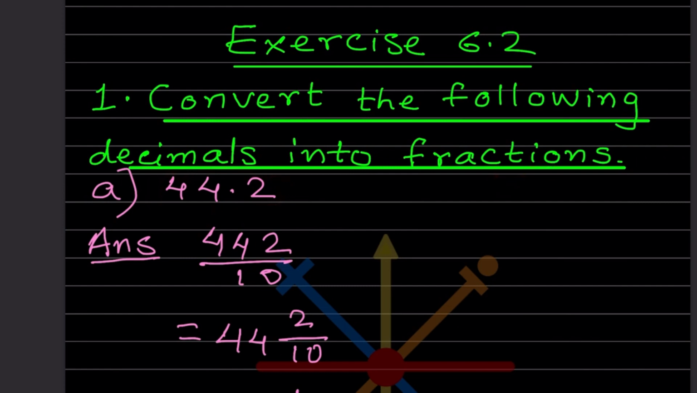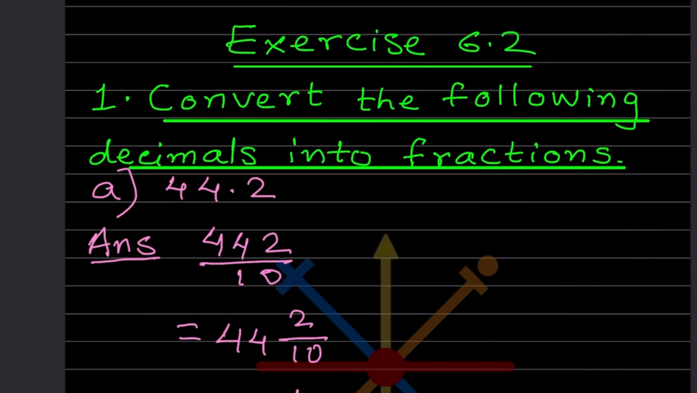So what are we going to do? First, we are not going to look at this point. We'll just think of a number. So we are going to write this whole number without the point. That will be 442. Now we will see after this point how many numbers there are. We have one number after the point, so we are going to divide it by 10. If there are two numbers after the point, we will divide it by 100. So now see here, we got 442 divided by 10.